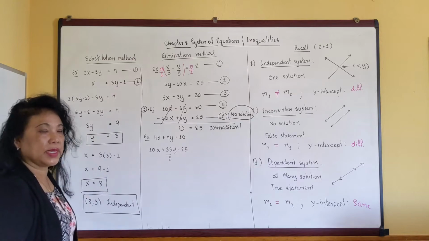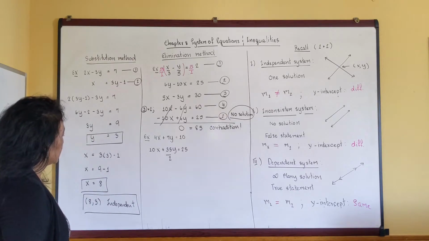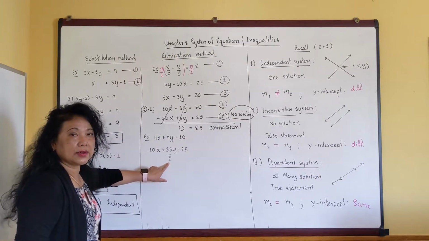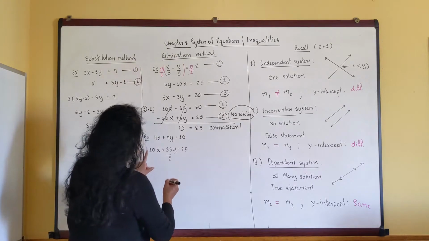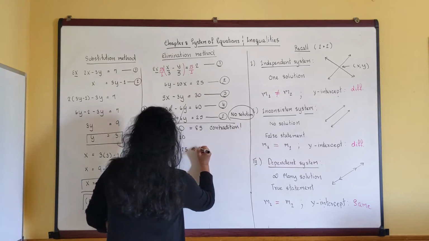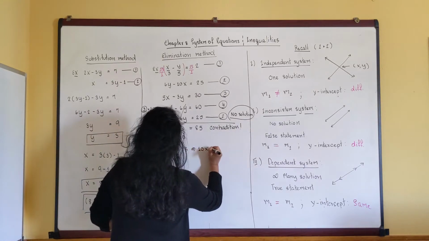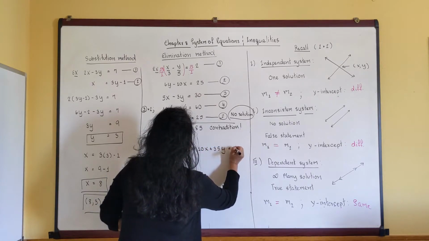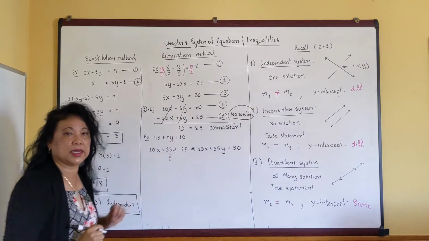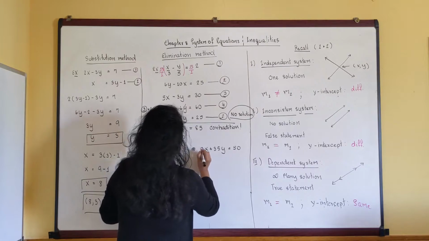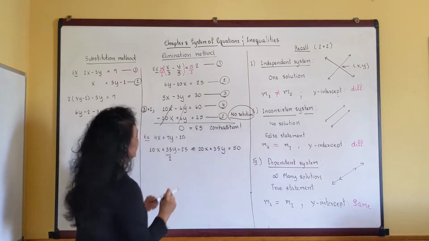Again, I'm going to use the elimination method. Again, let's say I want to get rid of the 2. I don't like fractions. So I'm going to multiply every term by 2. So then I'm going to have 10x plus 35y equal 50. All right, and multiply everything by 2. No, 20x. Now it's correct.